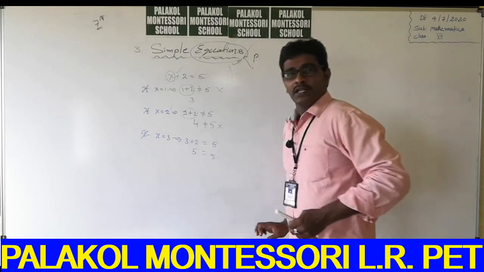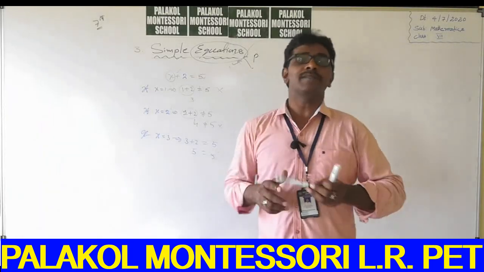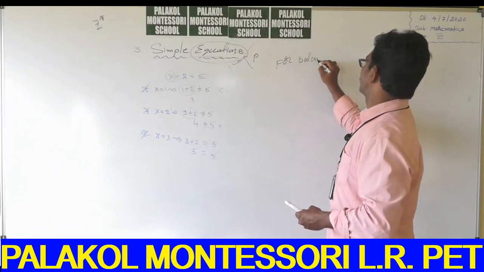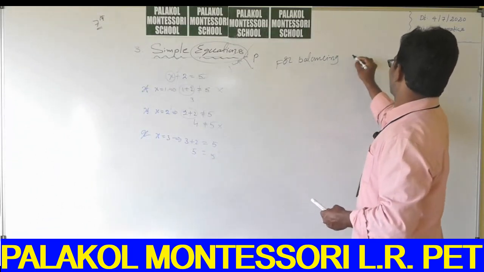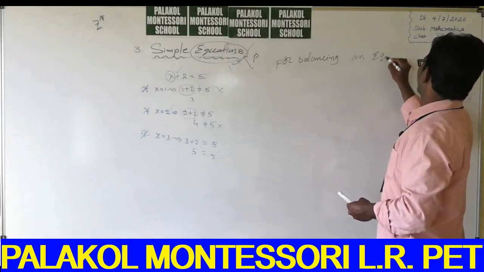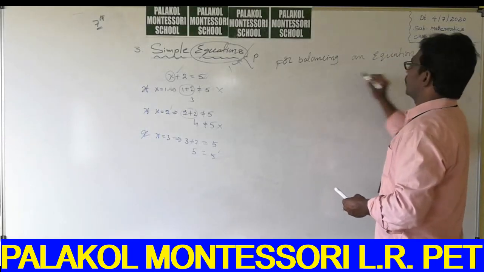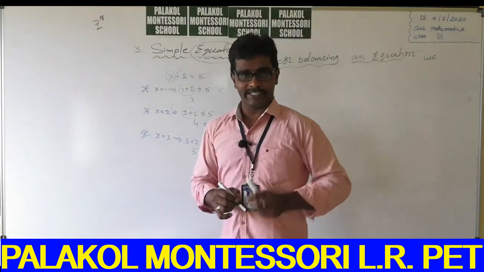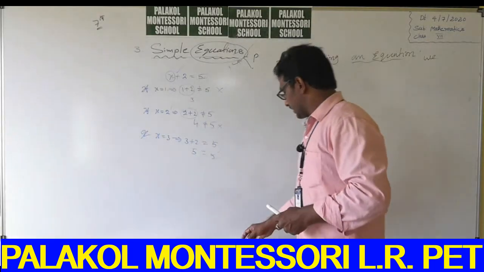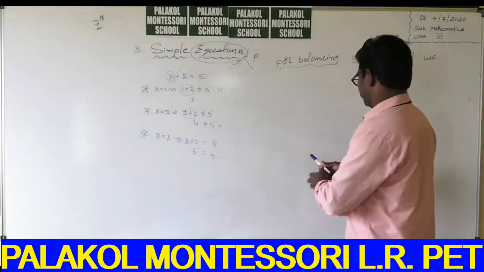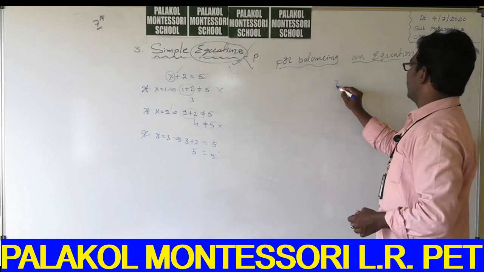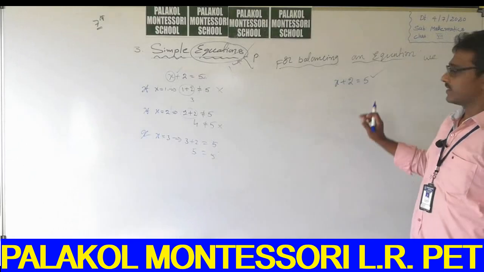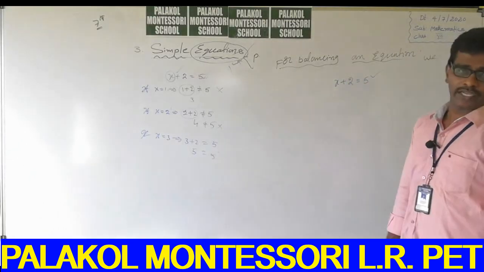Now come to the point: balancing of simple equations. Guys, this is very important. I take one example of these equations: x plus 2 is equal to 5. You know, it is a well known simple equation example. x plus 2 is equal to 5.